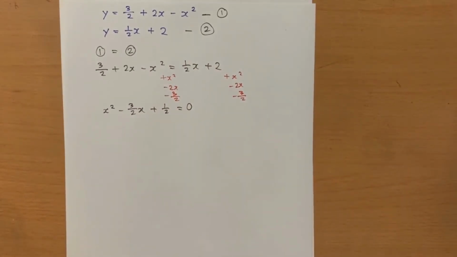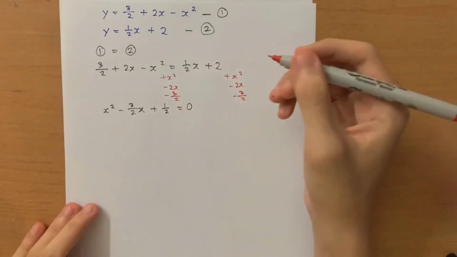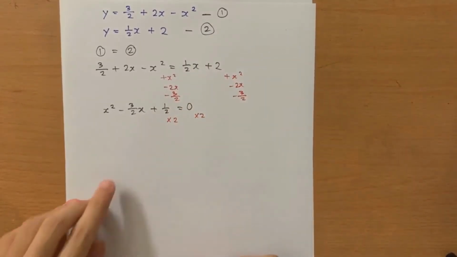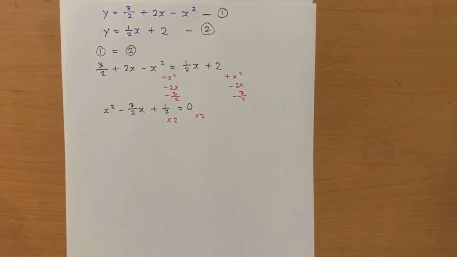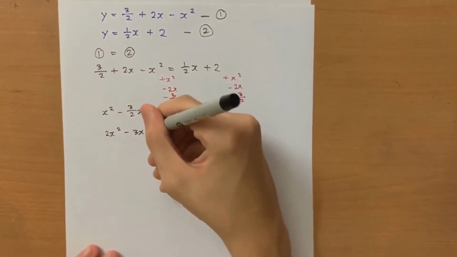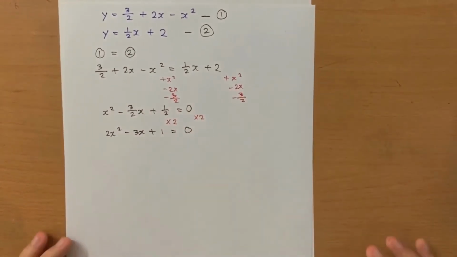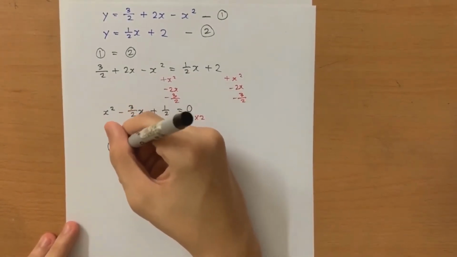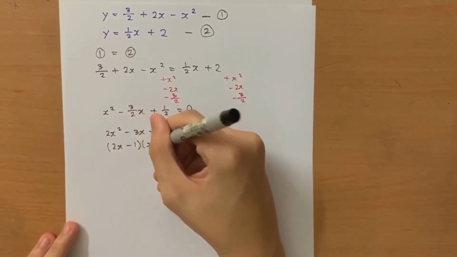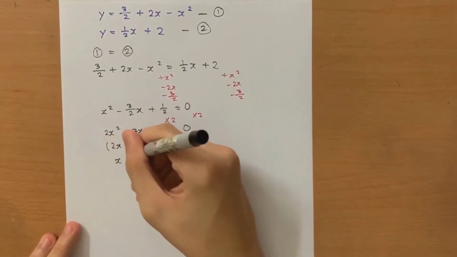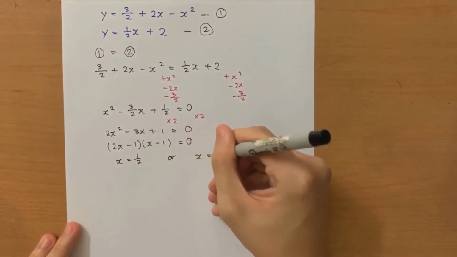Now I don't want my quadratic equation to have fractions, so I'm going to multiply by 2 on both sides just to get rid of the denominators. So now it will be 2x squared minus 3x plus 1 is equal to 0. Can we factorize that? I think we can. Yep, 2x minus 1 multiplied by x minus 1 is equal to 0. Just to make sure, yes, it is possible. So now we have x is equal to half or x is equal to 1.